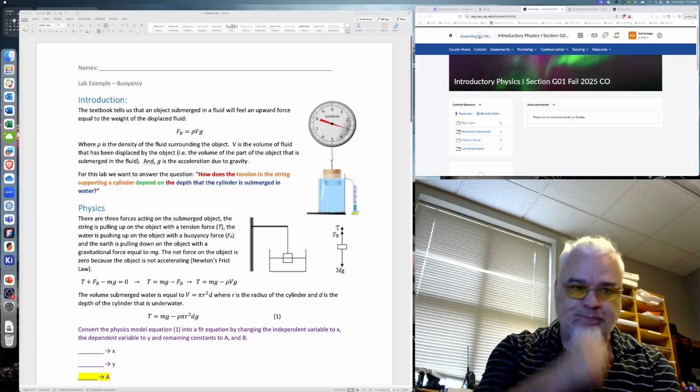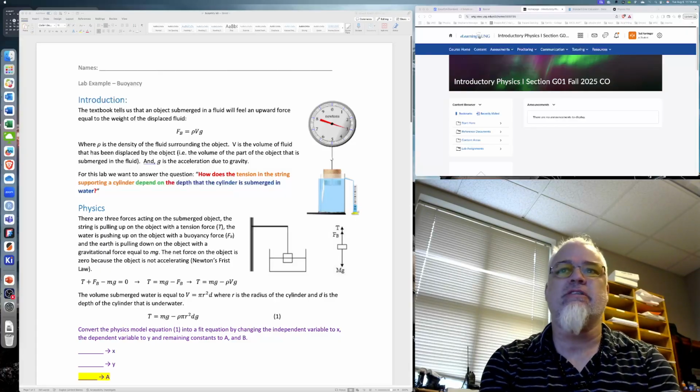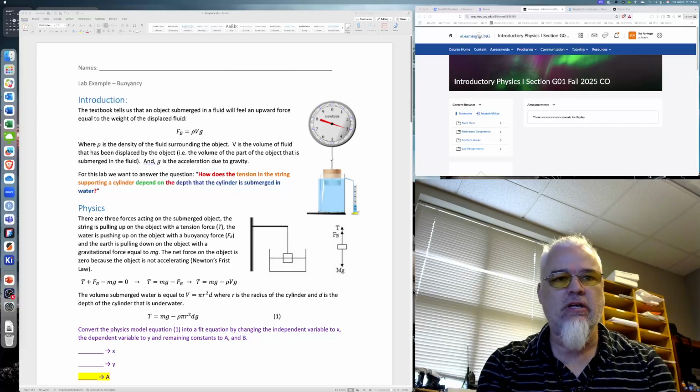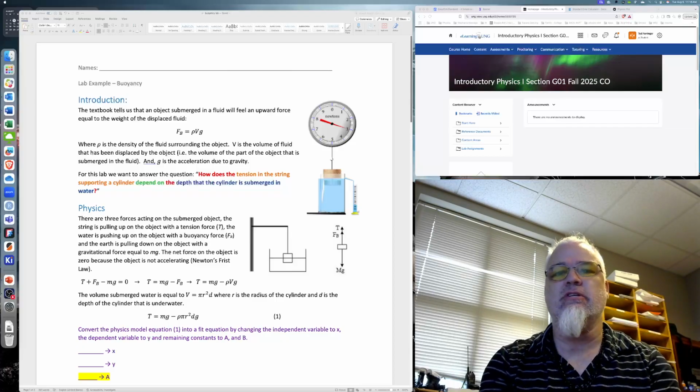So I'm going to work through an example lab. This is not a lab we're doing this semester, it's just an example, but it will hopefully show you what I'm looking for as we do these labs.